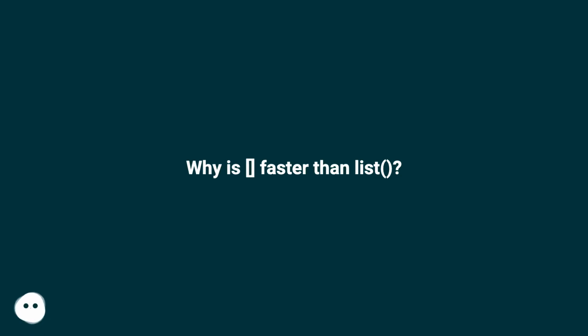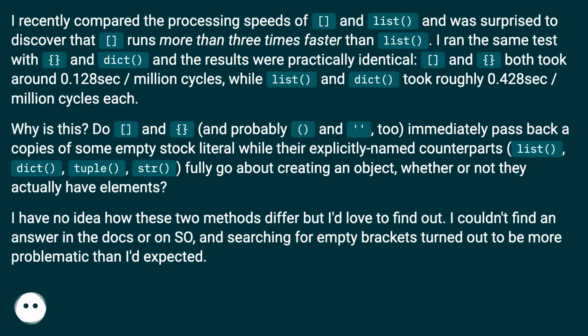Why is [] faster than list()? I recently compared the processing speeds of [] and list() and was surprised to discover that [] runs more than 3 times faster than list(). I ran the same test with {} and dict(), and the results were practically identical: [] and {} both took around 0.1 seconds per million cycles, while list() and dict() took roughly 0.4 seconds per million cycles each.